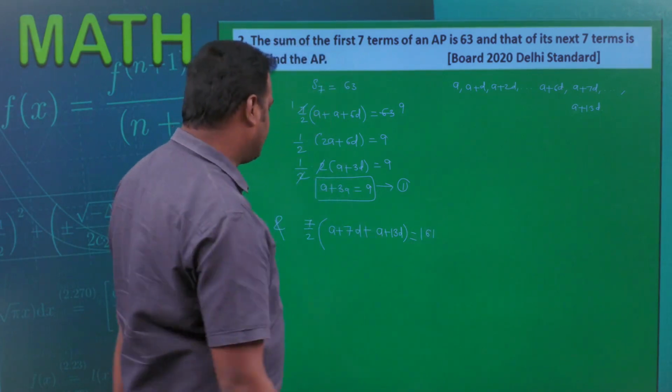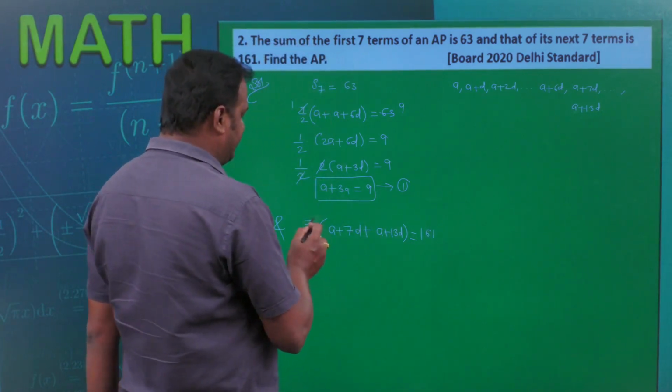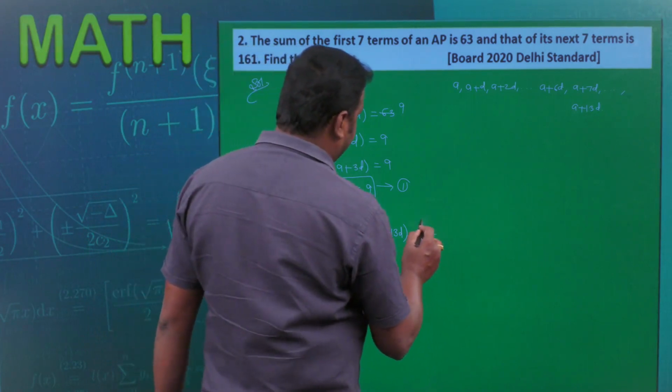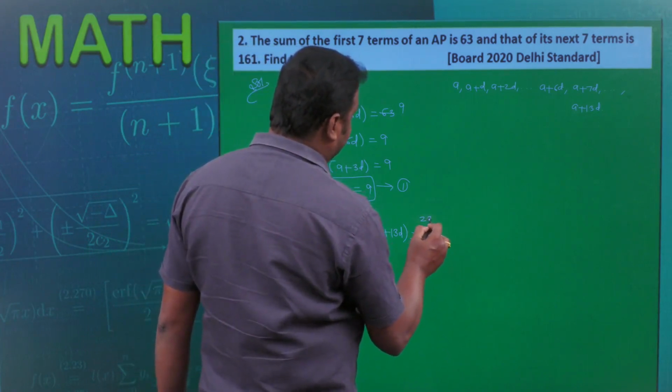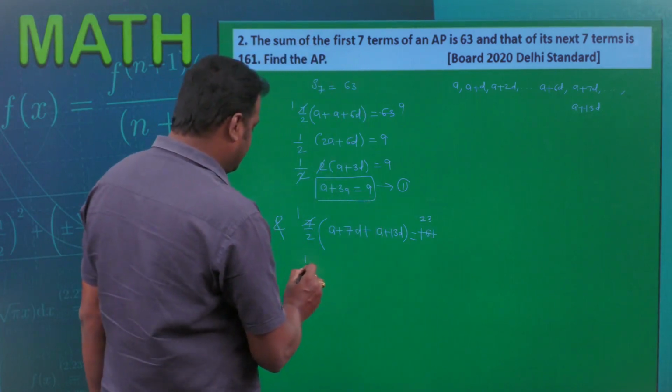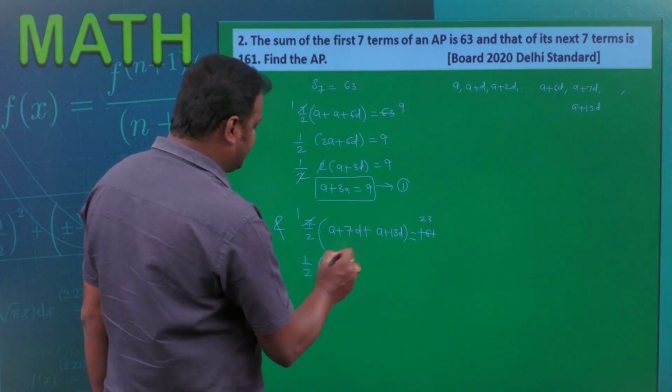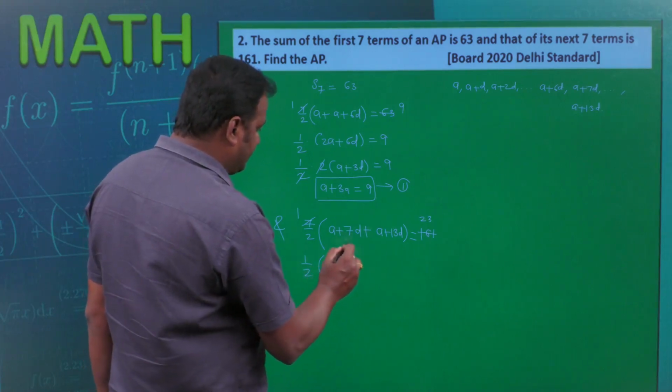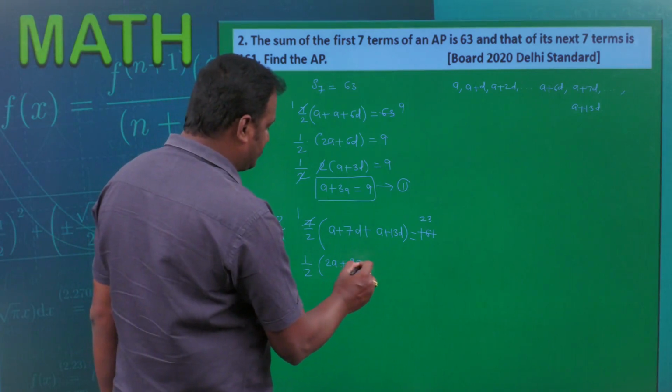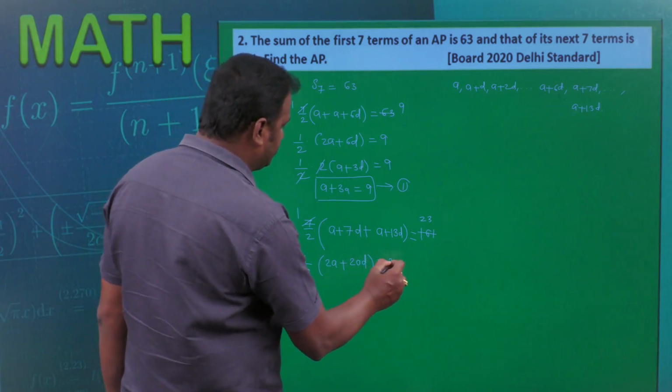Got it? So now again 7 and 161 can be cancelled. 7 ones are 7, 7 twos are 14, 7 threes are 21. So this is 1 by 2 into A plus A, which is 2A, plus 7D plus 13D, which is 20D, is equal to 23.